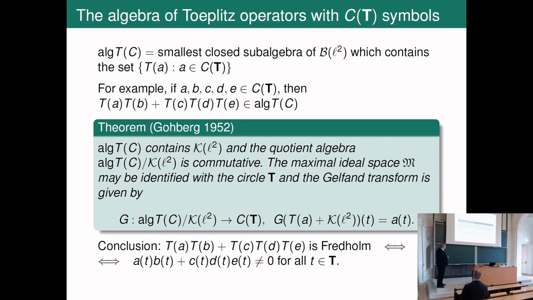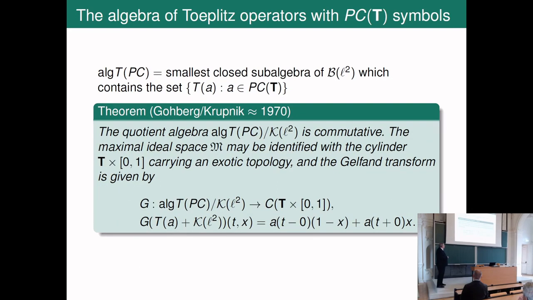For instance, such an operator is Fredholm if and only if this condition is satisfied for all t. The same now for piecewise continuous functions, and this was done by Gohberg and Krupnik in the 1970s. They showed again that this algebra is commutative. The compact operators are contained if we consider only continuous functions, so they are also contained herein.